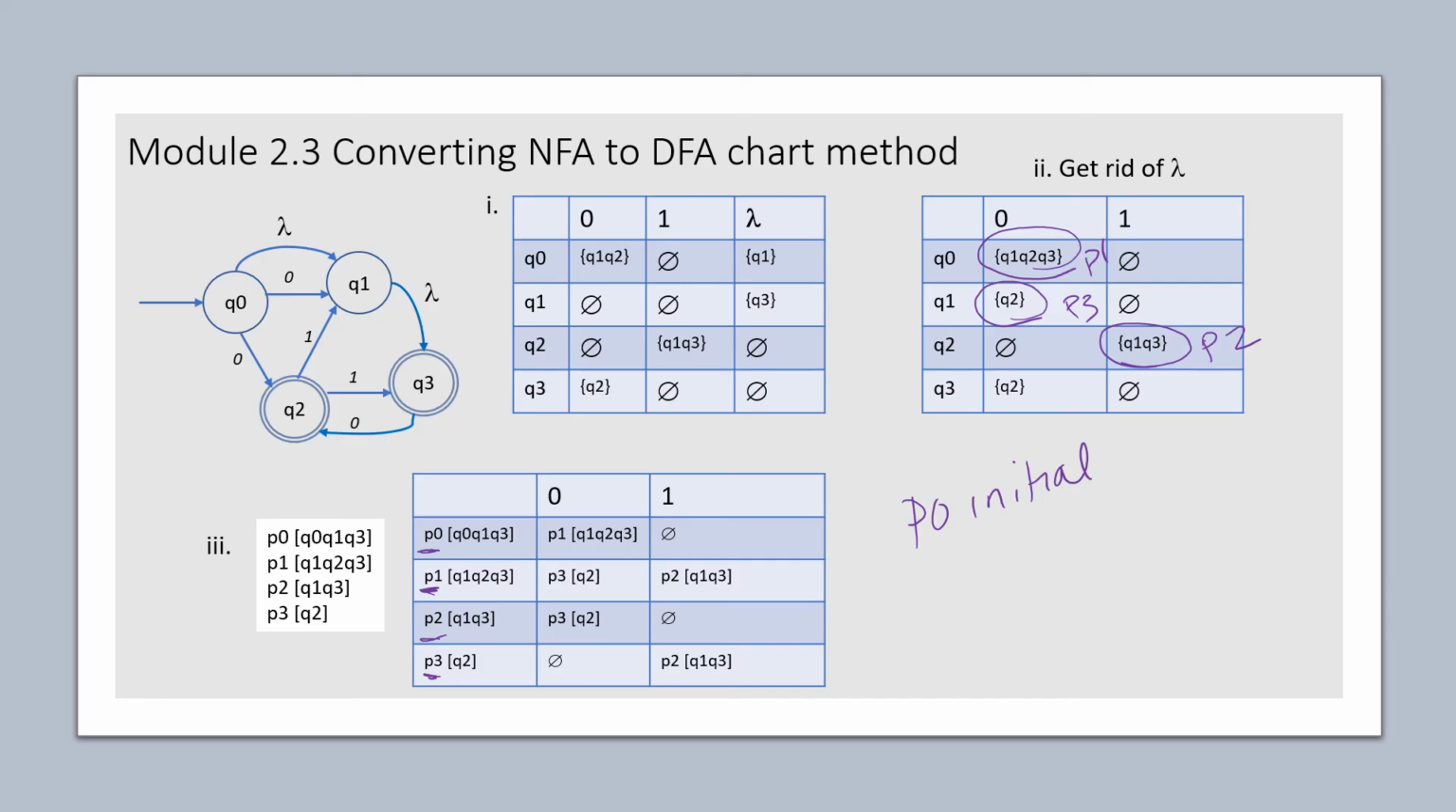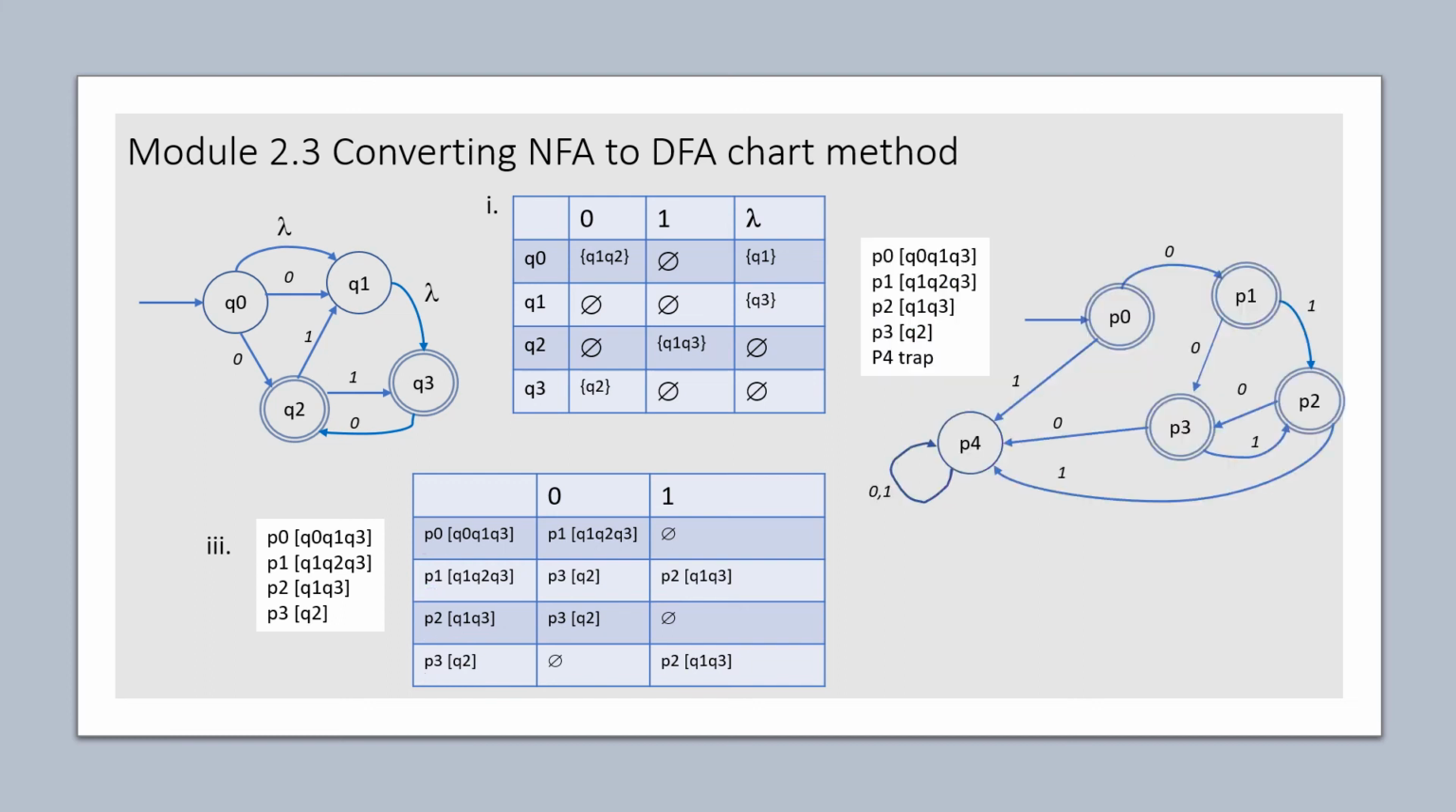So once you do that, then you can use the chart to help you to say from P0, where can I get to? From P1, where can I get with a 0 and a 1? From P2, where can I get with a 0 and a 1? And from P3, where can I get with a 0 and a 1? And then you just draw the DFA, same DFA that we had from the other one. So that's a different method. You can either use the power set method or you can use the chart method.